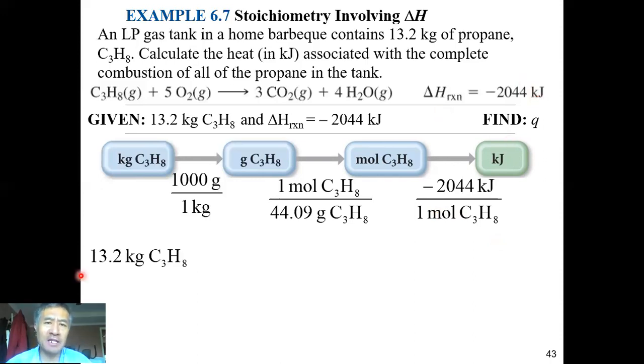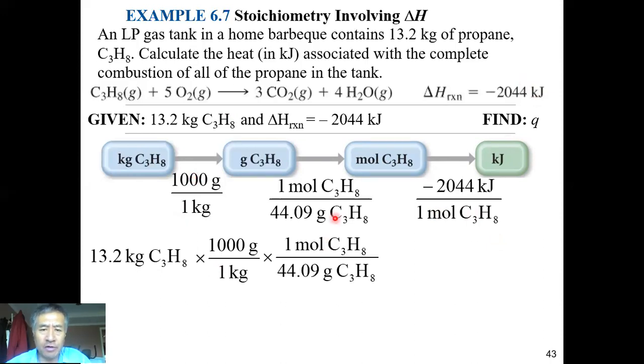So now in plugging into our conversion plan, we start with 13.2 kilograms of C3H8, and then we multiply by this first fraction to convert from kilogram to gram, and we check the calculation later. Then we multiply by this second fraction, which will convert gram to moles. The last one will convert from mole to kilojoules of heat.